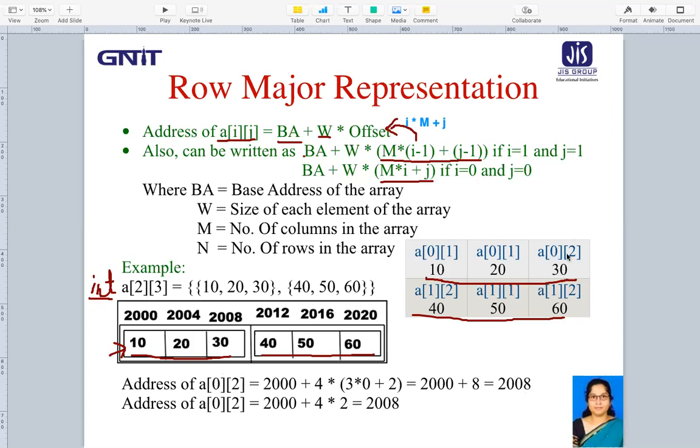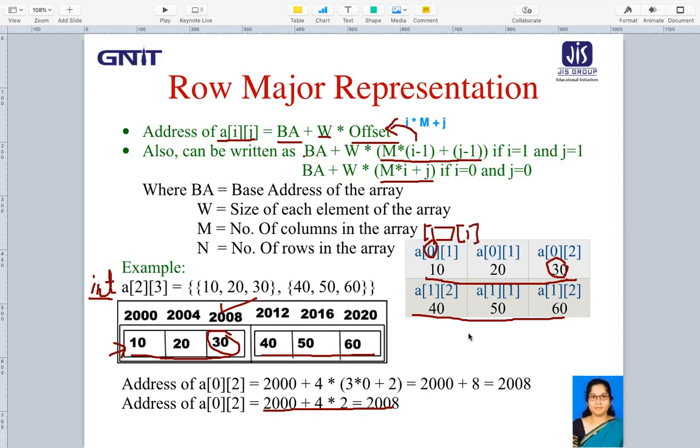So let us check A[0][2]. What is A[0][2]? A[0][2] is 30. And let us check where it is stored. Yes, it is stored in 2008. So this is using the expanded form of the formula, and this is using our normal offset form. Now, you see, we have not used a minus here. Why? Because here the indices have started from 0. If instead of A[0][0] we had started from A[1][1], then we would have done minus 1.